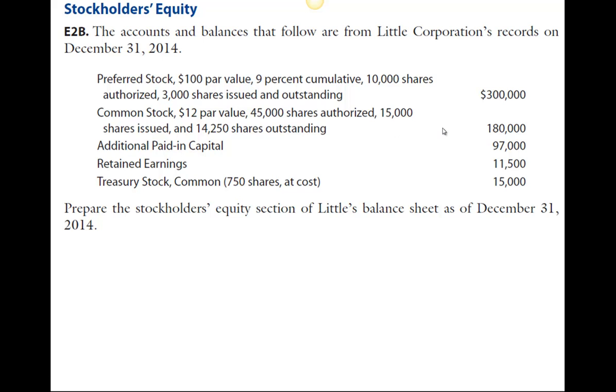They also have common stock in the amount of 180,000, which is 14,250 shares outstanding times the $12 par value. And then they also have additional capital that was obtained when they sold their common stock for greater than the par value. We have some retained earnings, which is all the money a company has earned and been able to retain, less any losses or dividends paid out.